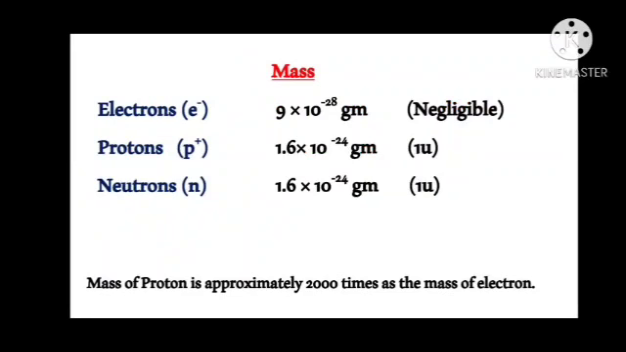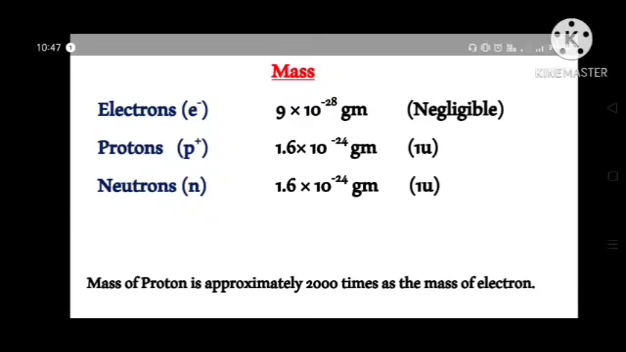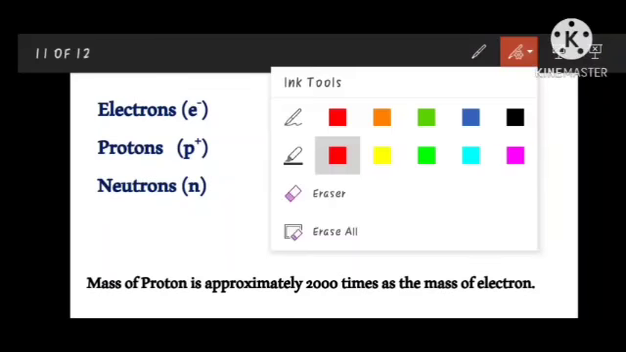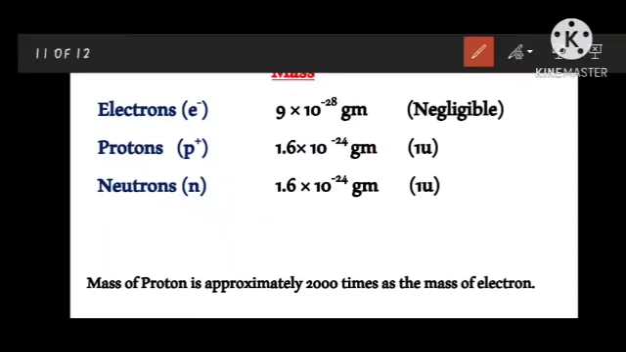Next we will discuss the mass of these subatomic particles. As you can see, the mass of an electron is 9 into 10 to the power minus 28 gram. The mass of a proton is 1.6 into 10 to the power minus 24 gram. And the mass of a neutron is 1.6 into 10 to the power minus 24 gram. That means the mass is very small. And when you compare the mass of proton and the mass of neutron, they almost have the same mass. We cannot say that the masses are exactly the same, but approximately they are the same.